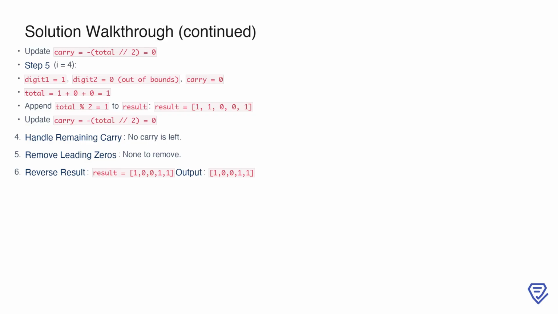After processing all digits, we check if any carry is left. In this case, there is none, so we move to the next step. The result currently has no leading zeros to be removed. Finally, we reverse the result array to restore the correct order, resulting in 1, 0, 0, 1, 1. This is the final output for this example.